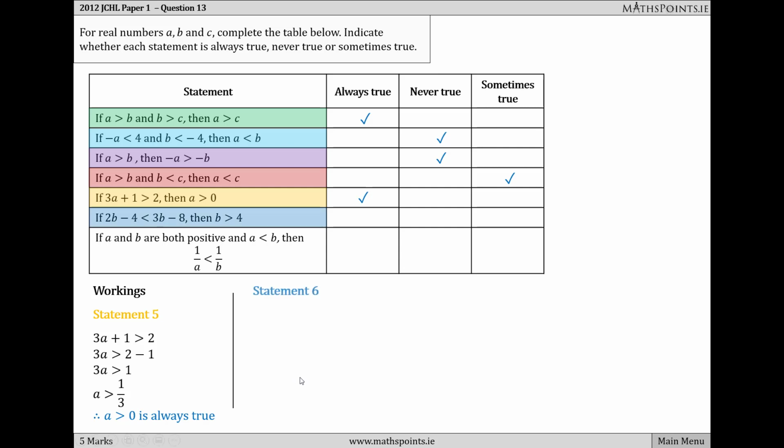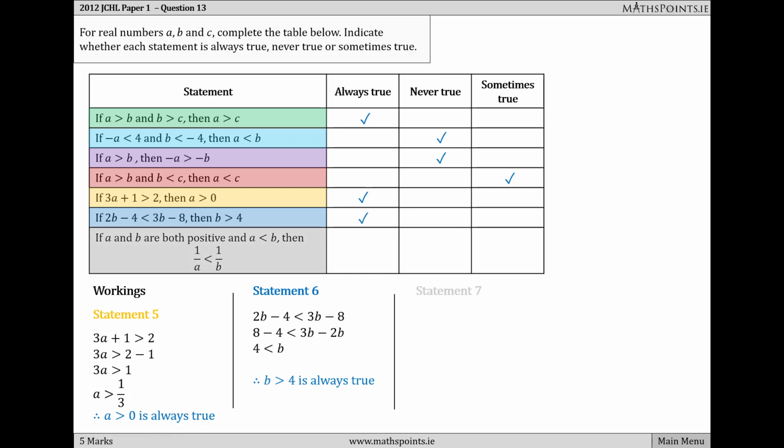So, statement 6, and we start with 2B minus 4 is less than 3B minus 8. If we collect the number terms on the left-hand side of the inequality, and the B terms on the right-hand side of the inequality, by subtracting 2B from both sides, and adding 8 to both sides, we get that 8 minus 4 is less than 3B minus 2B, which gives us that 4 is less than B. And if 4 is less than B, well then B greater than 4 is always true.